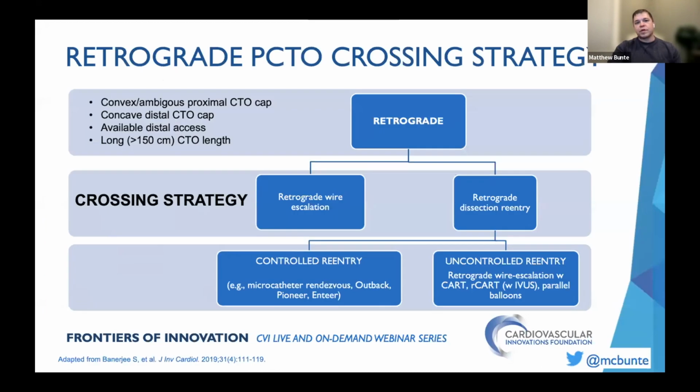So let's move into retrograde CTO crossing strategy. I typically reserve this for more convex or ambiguous proximal caps, concave distal caps, or when there is a good available distal access. And I particularly like this technique for long CTOs. And again, just like antegrade crossing, there's two primary retrograde crossing strategies, again with retrograde wire escalation or that dissection reentry, which can be either controlled or uncontrolled.